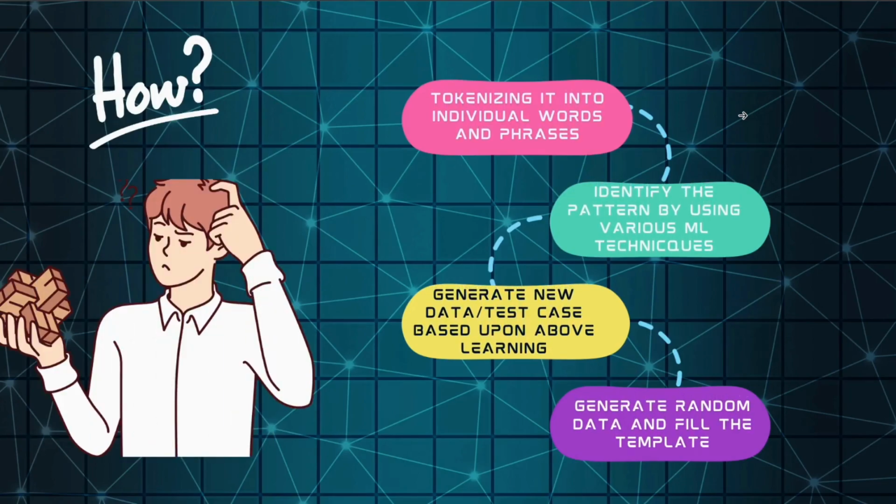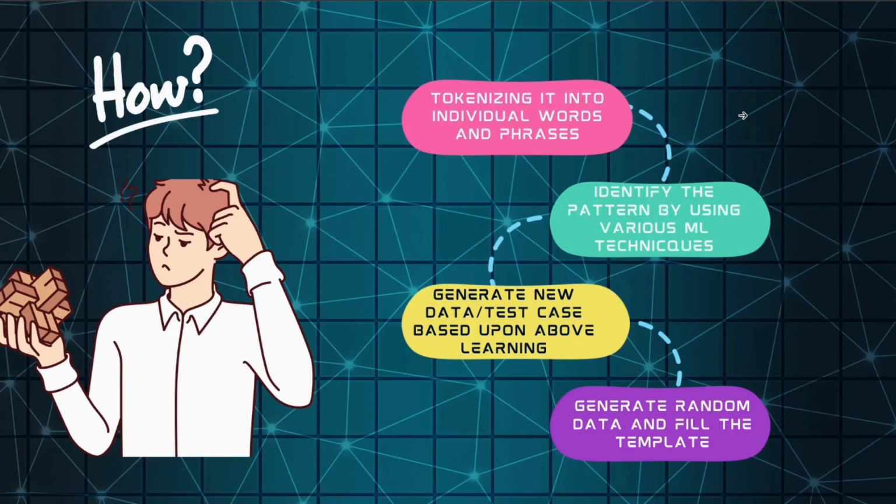Have you ever thought about how it does this? We are giving it the data set, and it is analyzing that, producing a template, and after the template it will generate the random data. If you look a little bit deeper at how it does so, mostly it is tokenizing. Whenever you give it the training data, it tokenizes it into individual words and phrases. Then it identifies patterns by using various machine learning techniques. Then it generates new data and test cases based upon the above learning. Once it generates the template, it replaces the variables, mostly the random data, and fills the template. This is how it works.